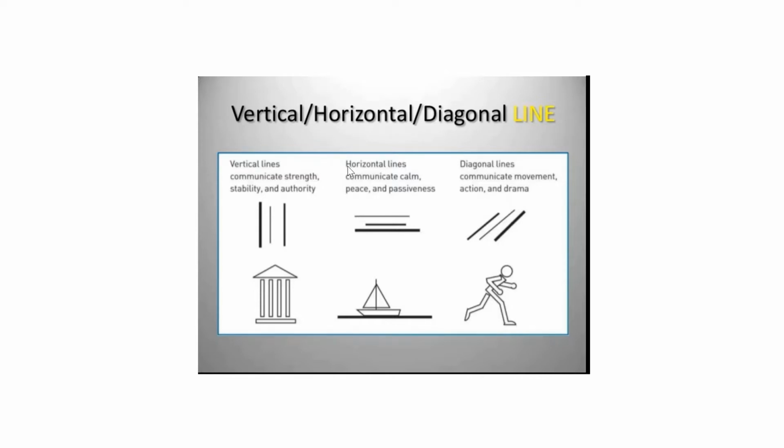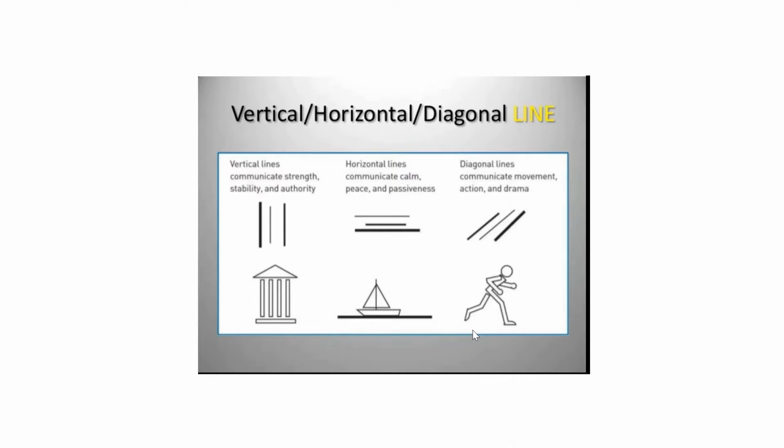All right, let's move on to horizontal lines. These can communicate calm, peace, and passiveness. In this case, it's the calm water that a sailboat is sailing on. So anytime you want to add peace or calmness to your artwork, then flat, straight, horizontal lines can do that for you. Now, imagine if this line was a wavy line, though. All of a sudden, instead of peaceful, it's choppy water, and that gives us a different feeling. So the kind of line that you use does matter.